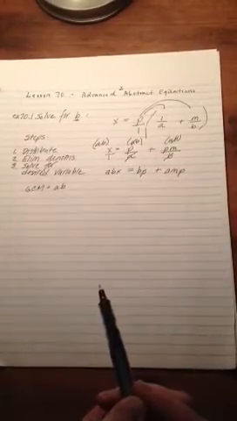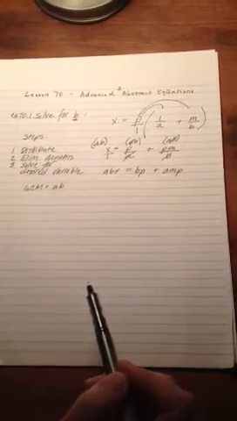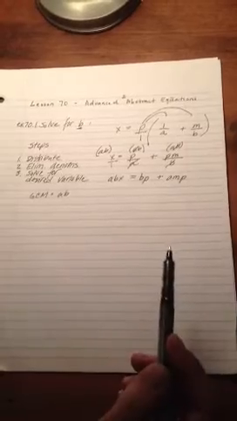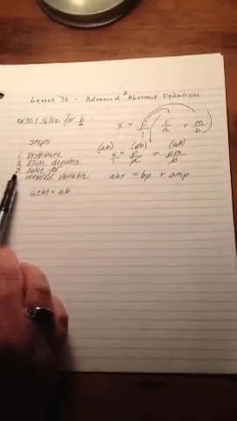Jane, did I do that right? My vision is kind of funny right there. Stop me if you see any mistakes. Okay. ABX equals BP plus AMP. Okay, great. So now we've eliminated the denominator, so we're up to step 3.